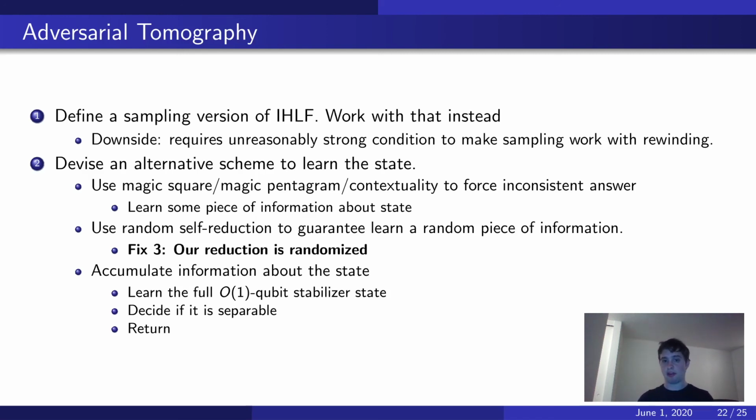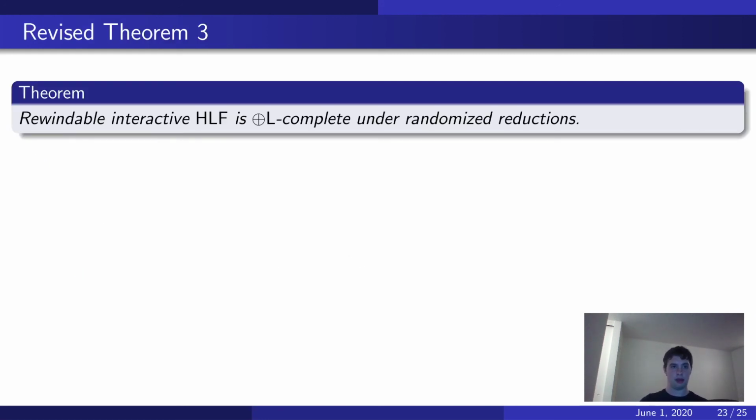And then last, we just accumulate these pieces of information by many parallel applications of this, and eventually learn the whole constant qubit size stabilizer state, and then it's easy to decide if it's separable or not. And then we're done. We have the answer. We've solved a parity L-hard problem. So our final theorem then is that rewindable interactive hidden linear function problem is parity L complete under randomized reductions.